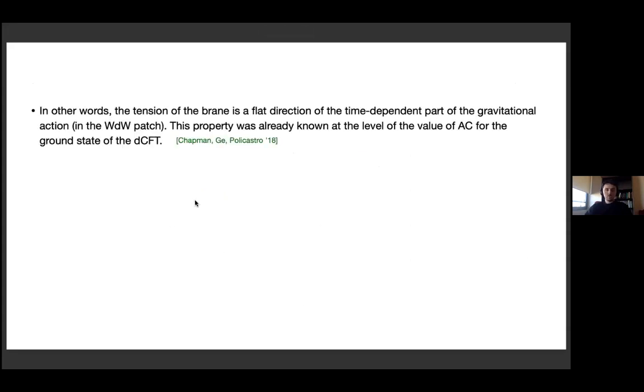Okay, so in other words, we found that the tension of the brane is a flat direction of the time-dependent part of the gravitational action in the Wheeler-DeWitt patch. And this property was already known at the level of the value of action complexity for the ground state of a defect CFT. So in this paper, they show that for the ground state of a defect CFT, so in empty AdS, the exact value of the action with all the UV divergences is independent of the position of the brane.